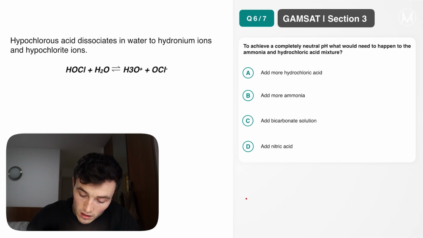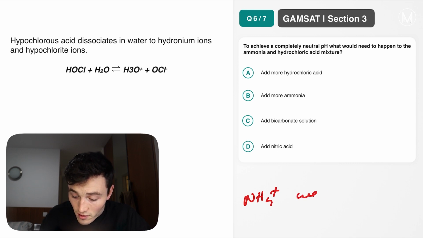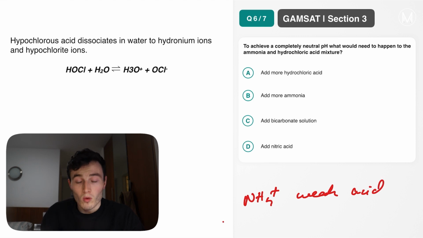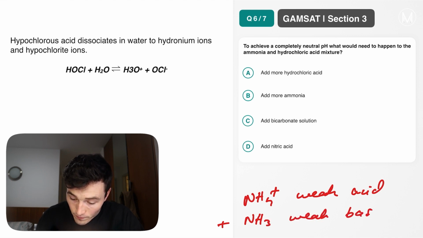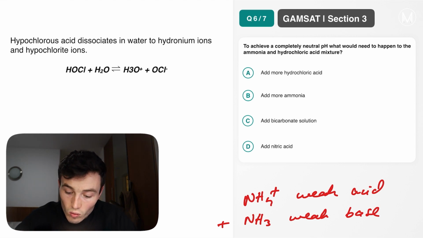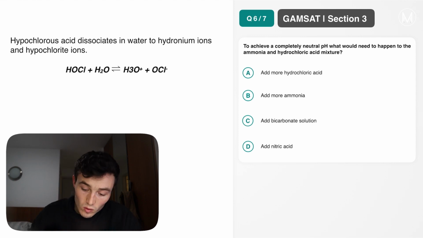In this case, we have NH4 plus, which is a weak acid. And so that's what's making it more acidic. However, if I add NH3, it's a weak base. And so what needs to happen in the mixture is I need to make it more basic. I need to increase the pH. And how do I do that? I add a base.